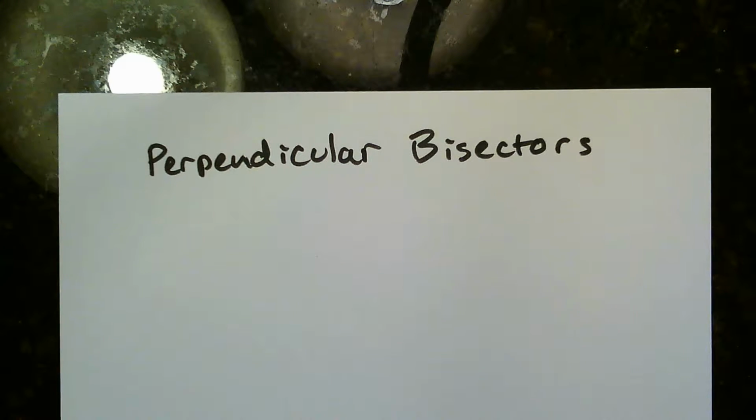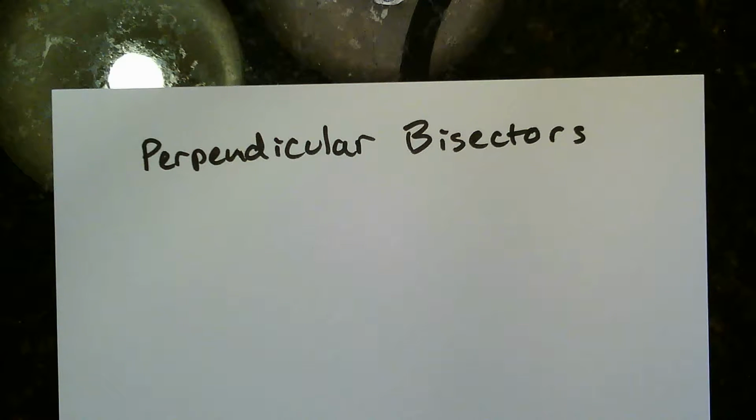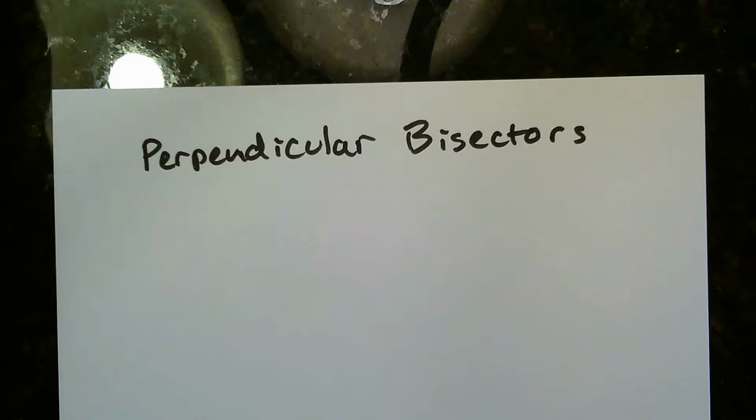In this lesson, we are going to be looking at how to construct perpendicular bisectors. If you recall from the earlier discussions, a perpendicular bisector is a bisector that is perpendicular to some segment. Perpendicular means 90 degrees, and bisector means to cut in half. Bi means two, sector means parts, so two equal parts. All right, so what we're going to do is start with a line.